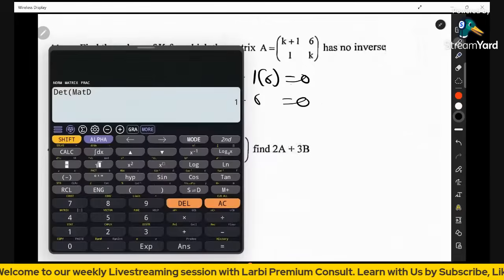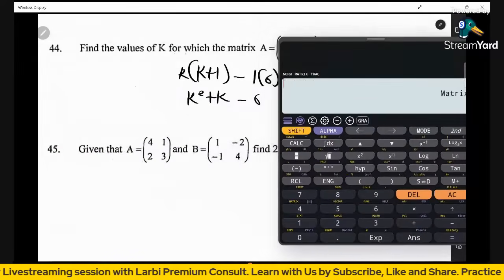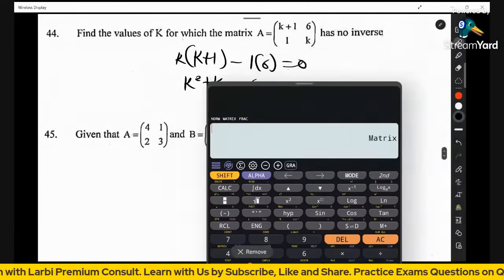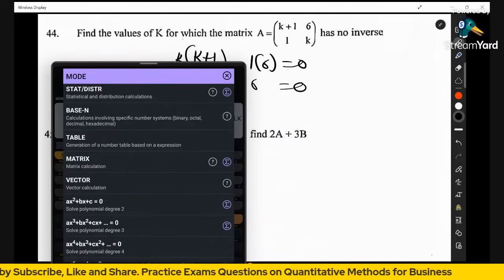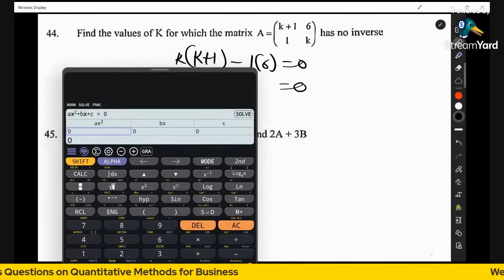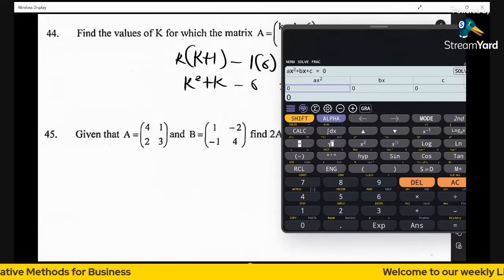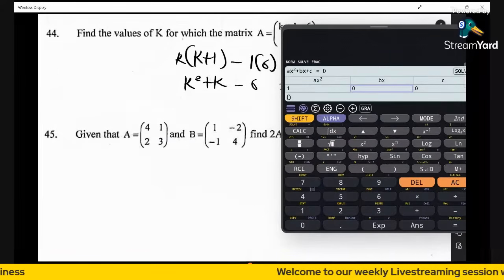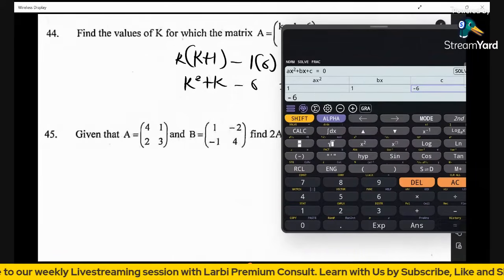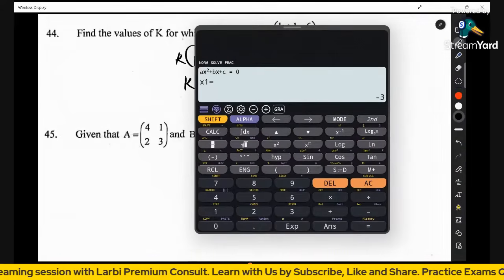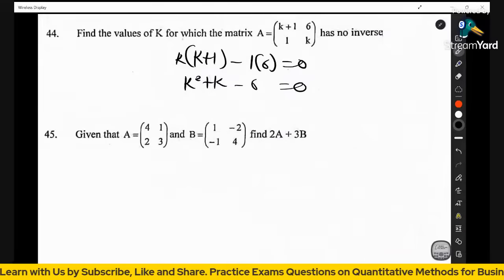Just bring in your calculator, go to mode, go to 5, and select 3. I also go to mode, 5, select 3. I know that the coefficient of x squared is 1, so my 1 is here. Then the coefficient of x is 1, and the constant is -6. When you do that, you should be able to get your final answer: x1 is -3, and x2 is 2.